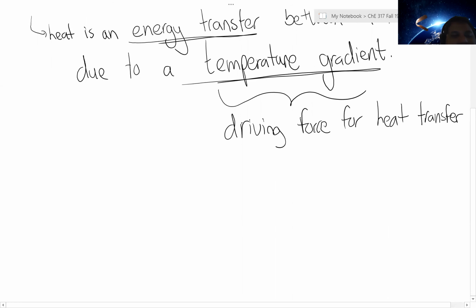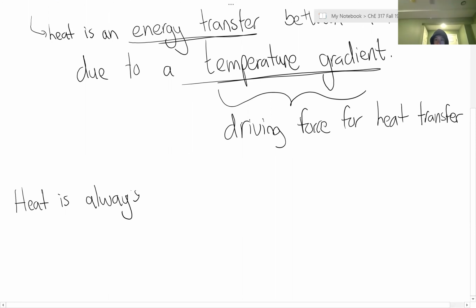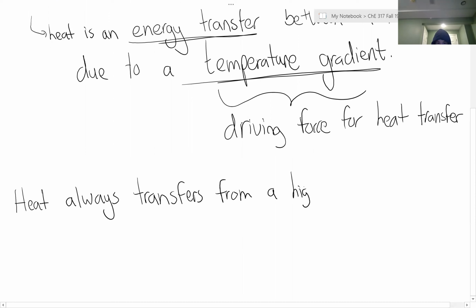And so heat is always transferred, or I should say heat always transfers, from a high temperature to a low temperature.